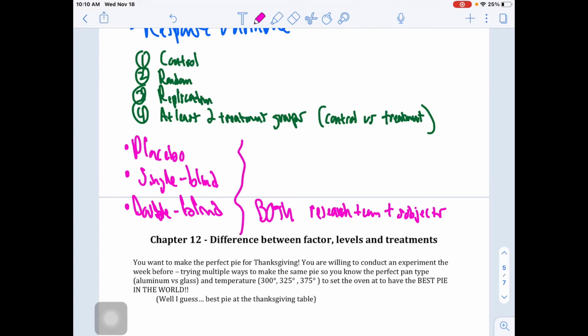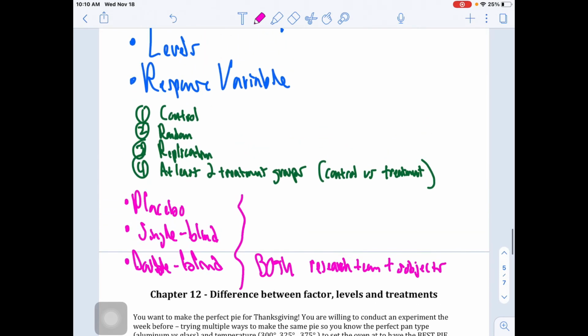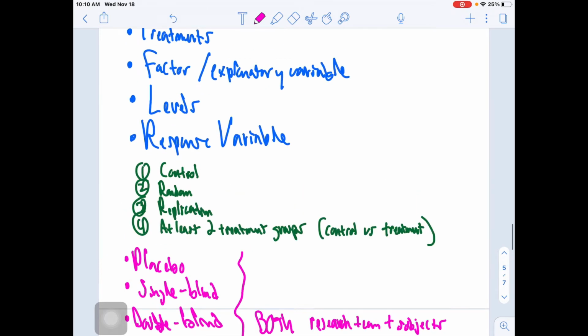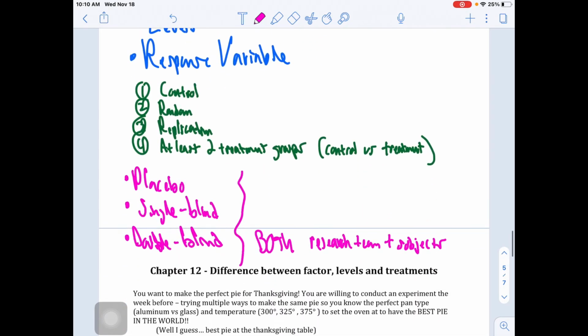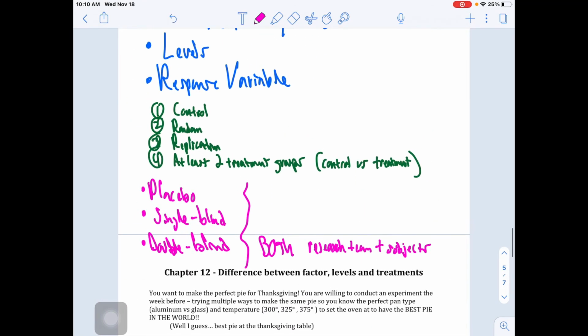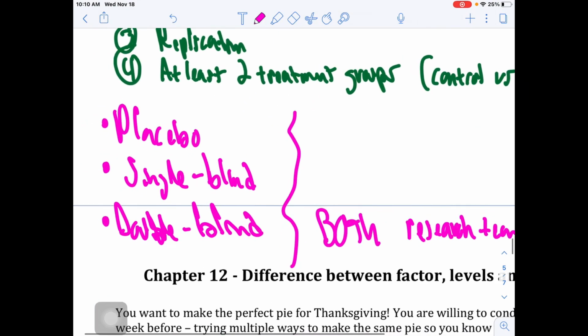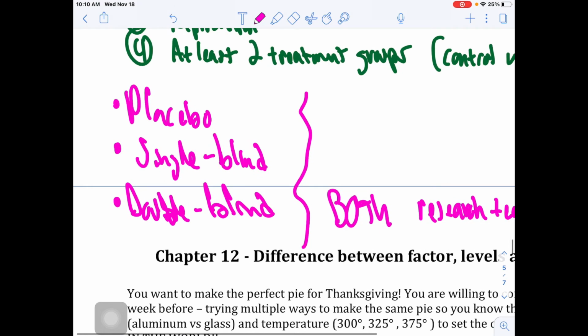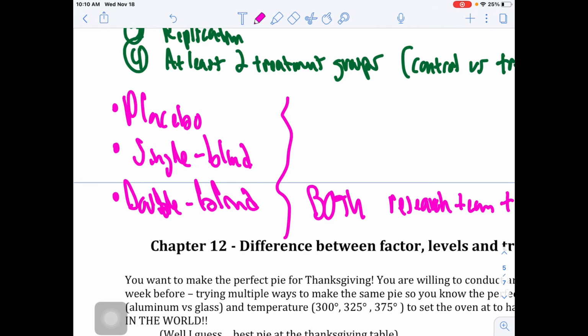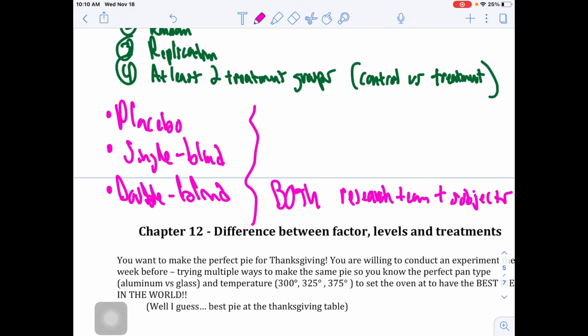Now, this makes sense with some experiments. In the experiment where we talked about sleep, it wouldn't make sense to blind the participants. The participants are going to know whether they're seeing TV or not. You can't fall asleep with the TV on and not know that the TV's on. It's going to be there.